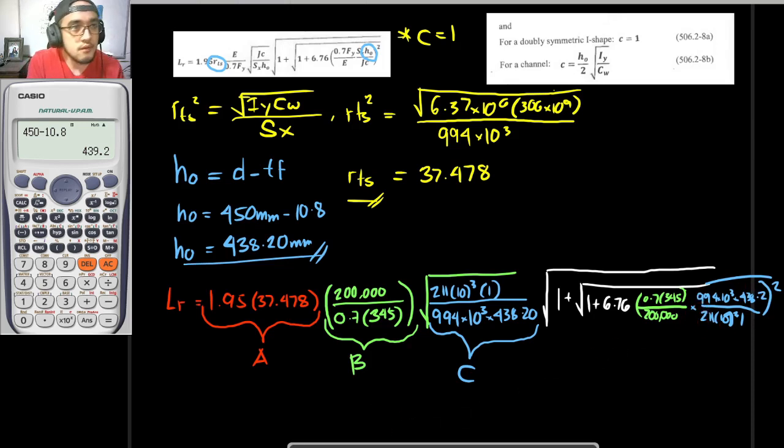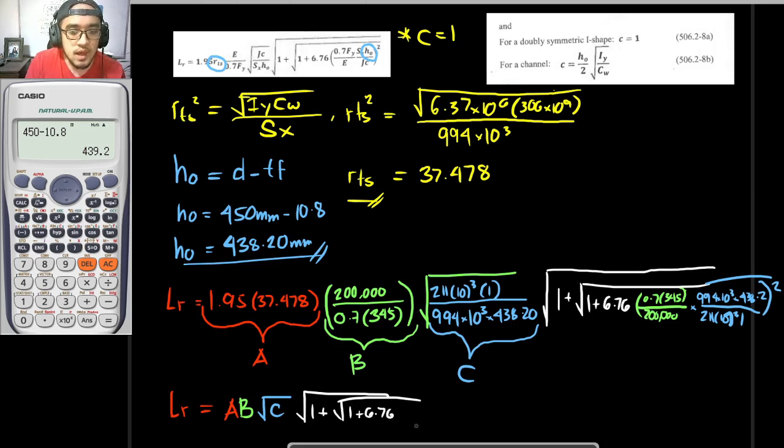So ultimately, for me to get the value of my Lr, that is A times B times the square root of C times the square root of 1 plus the square root of 1 plus 6.76 times 1 over the reciprocal of your B and C. So 1 over BC, so B and C squared.